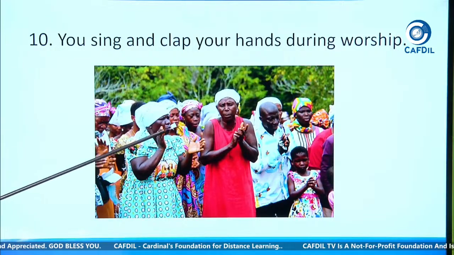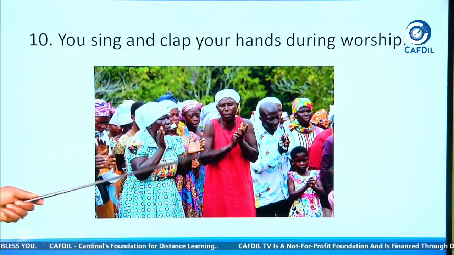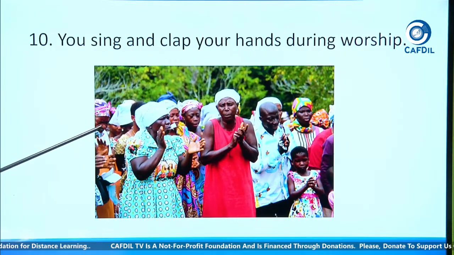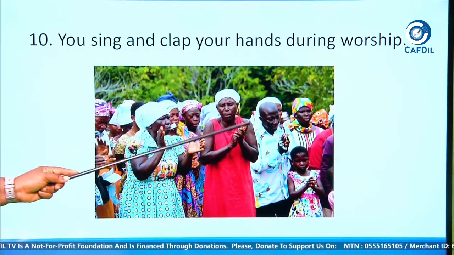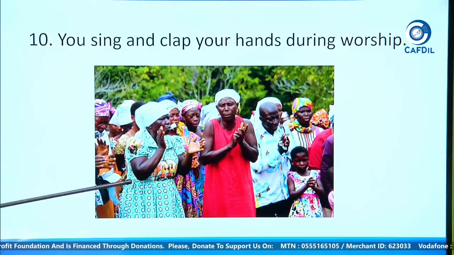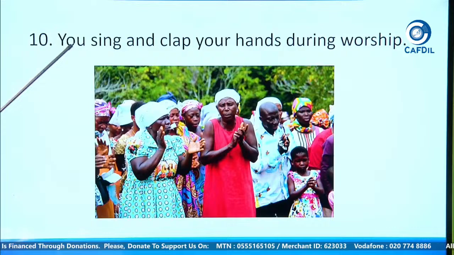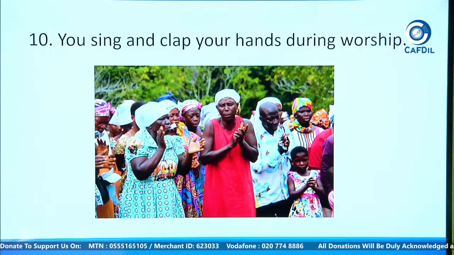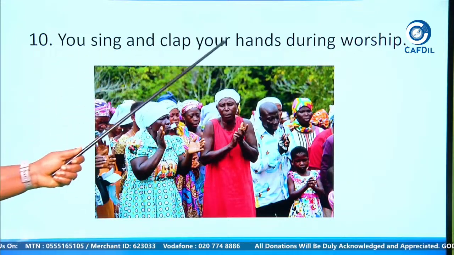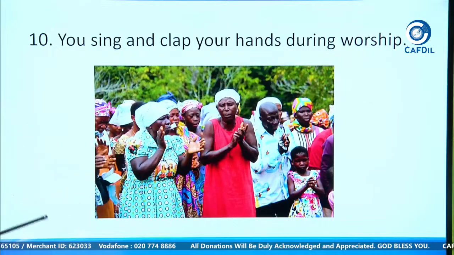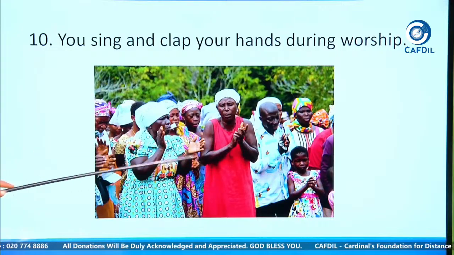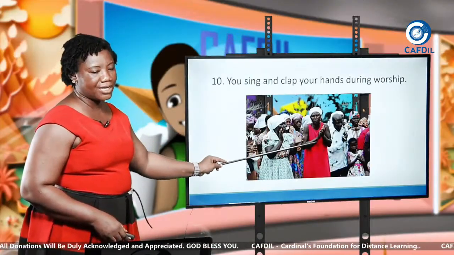So as we see in the picture, they are clapping their hands. And they are singing as well. When you look at this one, she looks like someone who is singing. So we are describing what we see in this picture. Therefore, our sentence reads, you sing and clap your hands during worship. So, our sentence has described what they are doing in this picture.